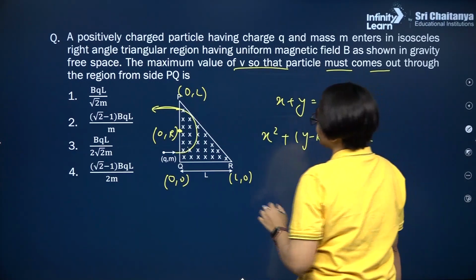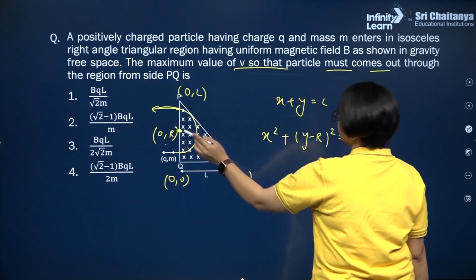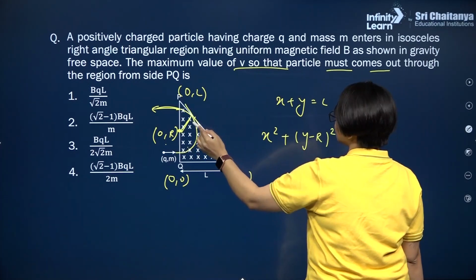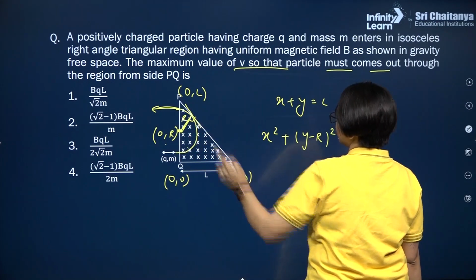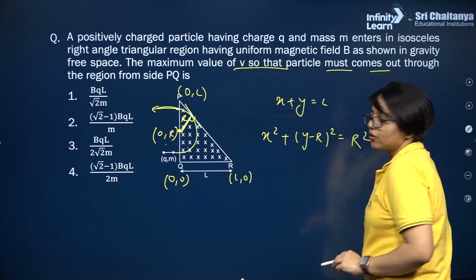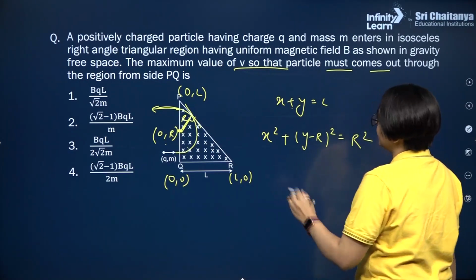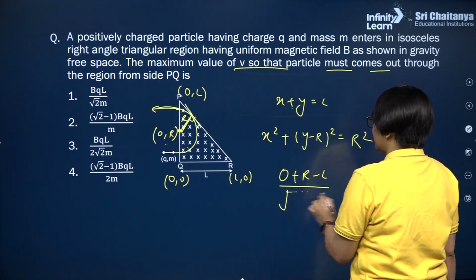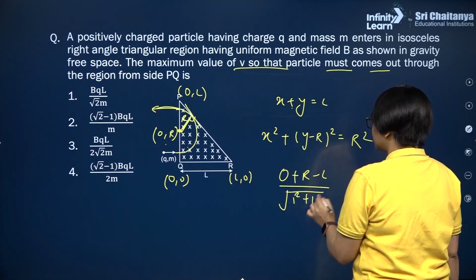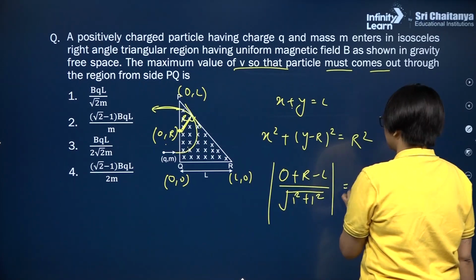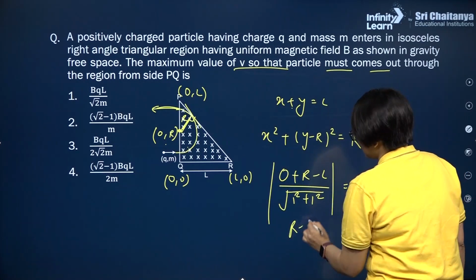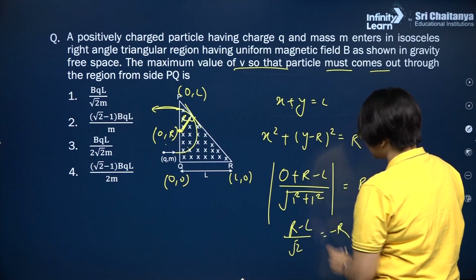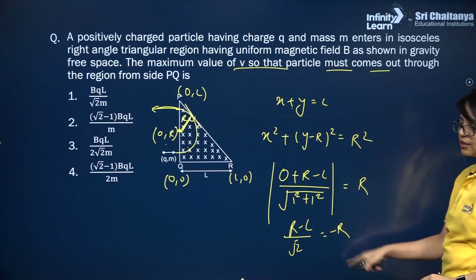Now when you drop a perpendicular from (0, r) to this line, the length of the perpendicular is equal to the radius. So let's drop the perpendicular on this line from (0, r). It will be (0 + r - L) divided by the square root of 1 squared plus 1 squared, which is r. So it will be (r - L) divided by root 2, and it will be minus r, because r minus L is negative. So this negative will neutralize this negative.